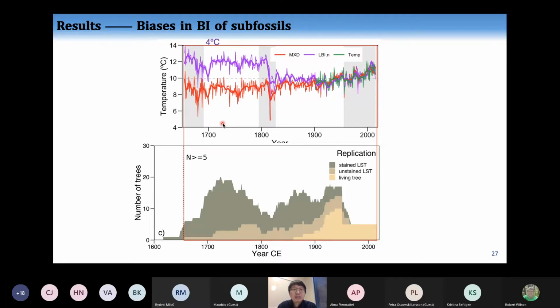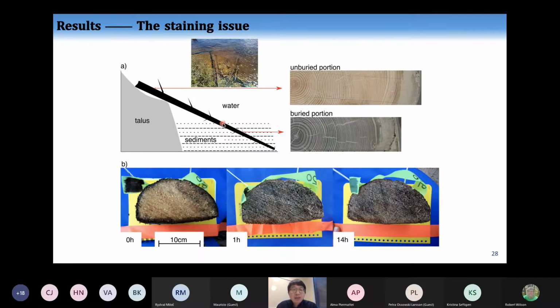So this suggests that we have to reduce or remove this kind of bias if we want to use blue intensity to reconstruct the climate. Although a couple of papers mention the staining issue, very few described it in detail. I think in the Eastern Canadian taiga, the staining issue has 2 basic characteristics. First of all, in most cases, only the part buried in lake sediments was stained, while the part unburied was not, even if these samples were collected from the same tree.